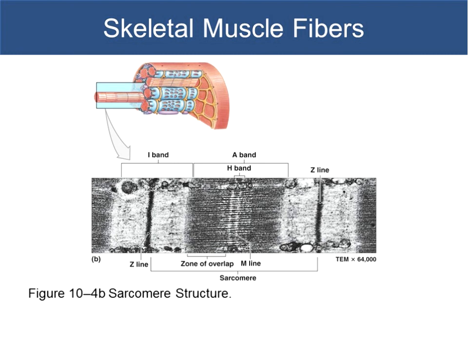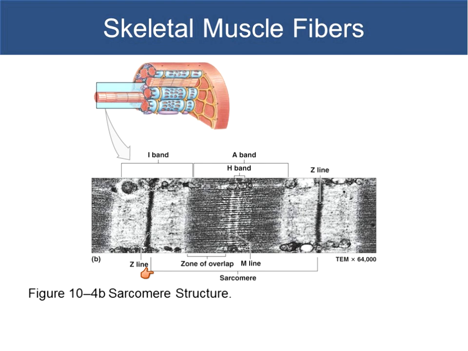So this is kind of an artist's rendition of a sarcomere, and this is what a sarcomere would look like underneath a microscope, where we still have all of those portions there. I band, only thin filaments. A band, we have our thick filaments in there. H band, only thick filaments. In the middle of that A band, you have your M line, and then you have your Z lines, and from Z line to Z line is a sarcomere, and then you have your zones of overlap where you have both thin and thick filaments together.